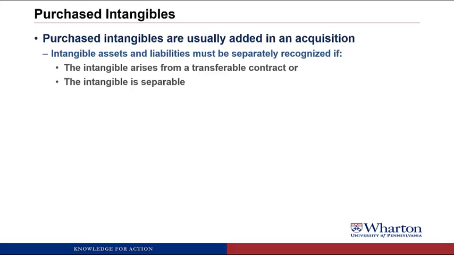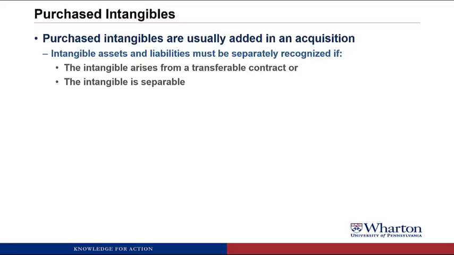Now, the rule is that intangible assets and liabilities must be separately recognized if it comes from a transferable contract or it's separable, which sounds like a bunch of gobbledygook. But essentially what it means is if you get to clearly identify an intangible asset that you're getting and you can put a value on it, it should be a separate asset.